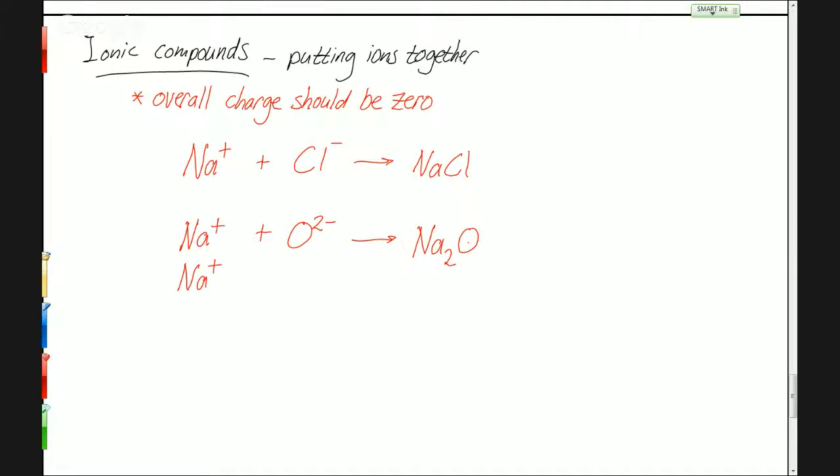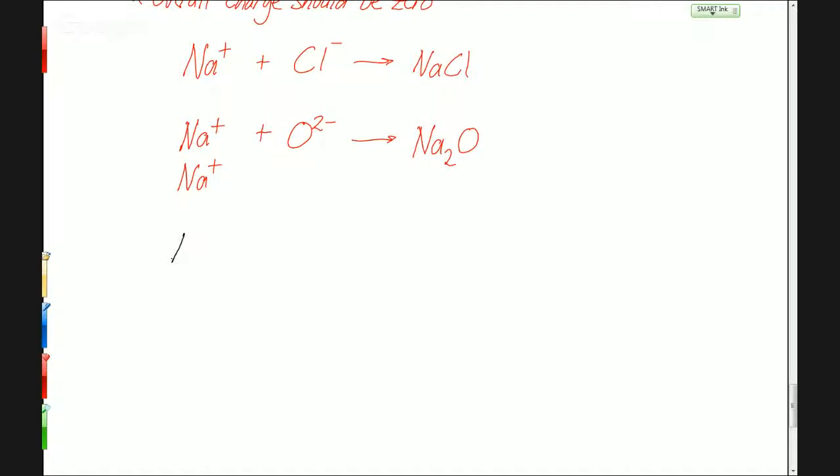What if I wanted a compound between aluminum, which we just learned was 3 plus, and chloride, which is 1 minus? How would you write that compound?